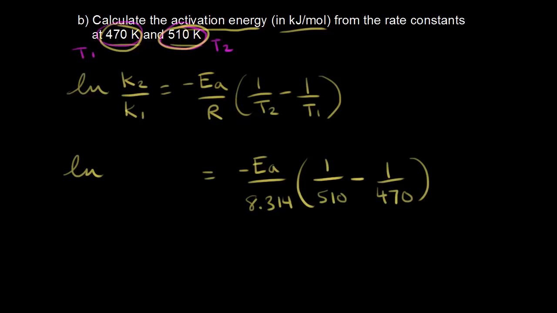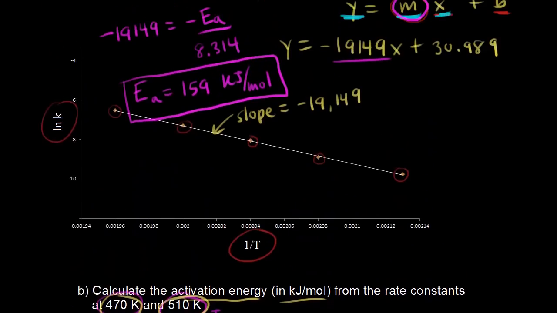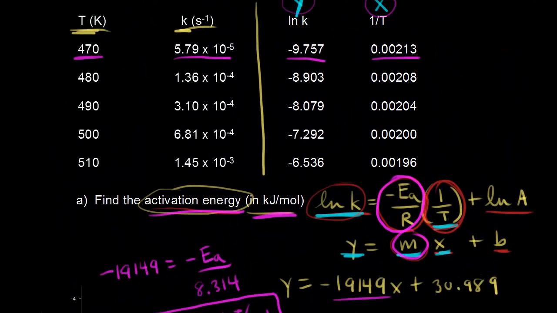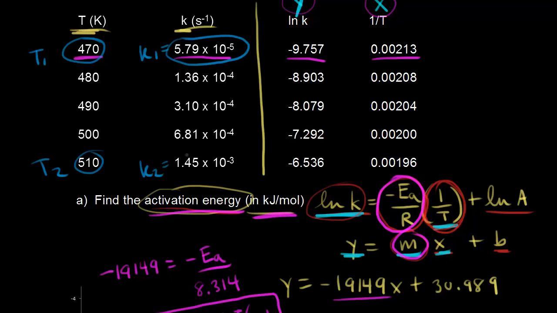So we're looking for the rate constants at two different temperatures, and our temperatures are 470 and 510 Kelvin. So let's go back up here to the table. Right, so 470, that was T1, and so this would be the value for the first rate constant, 5.79 times 10 to the negative 5. And then T2 was 510, and so this would be our second rate constant here, 1.45 times 10 to the negative third.